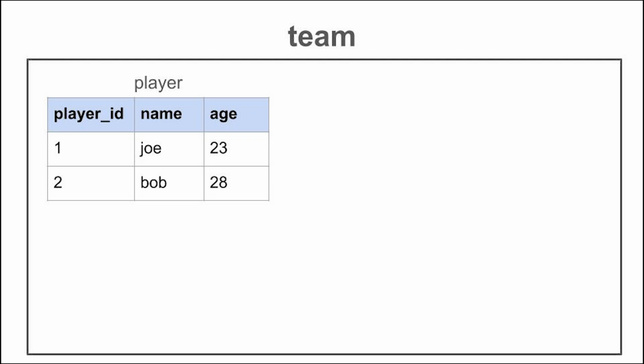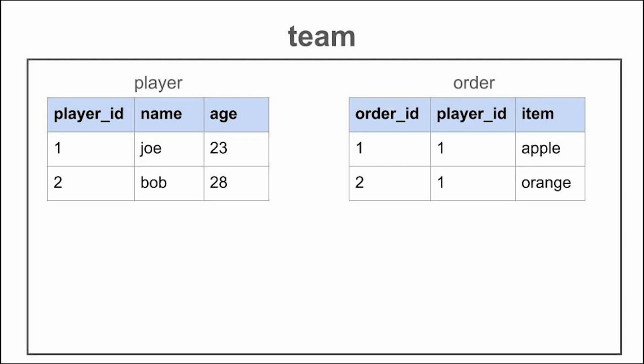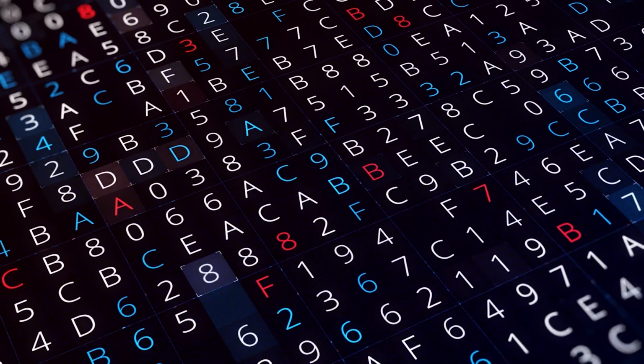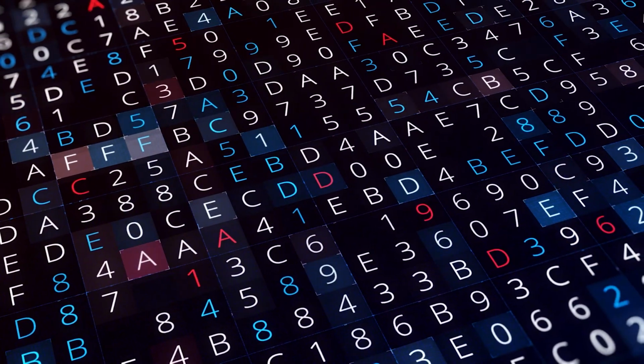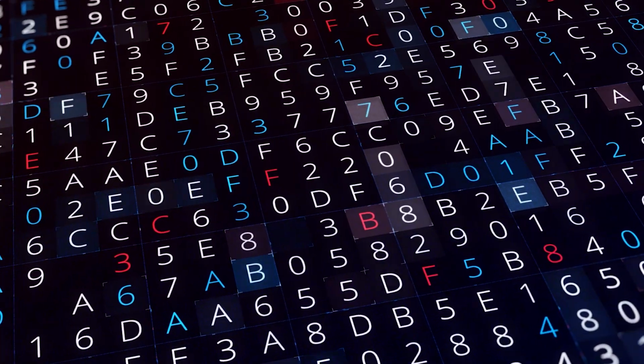We might have a player table storing the players on the team. We also might have an order table showing all of the food orders that the players make at the team cafeteria. Now, let's look at the anatomy of a database table. We will call the table player, since each entry in the table will be a player on the team.